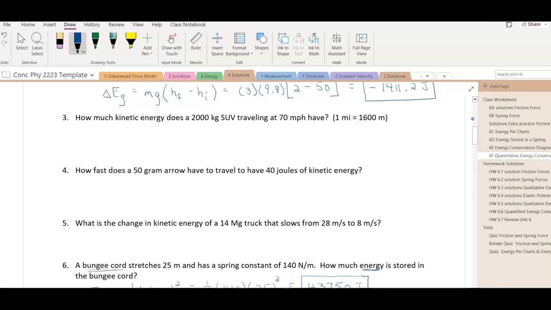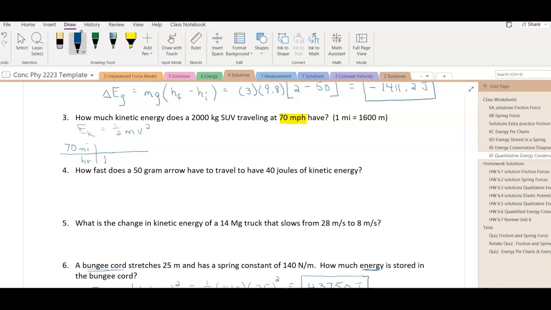So number 3, back in worksheet 6F, we've got how much kinetic energy does a big SUV traveling at 70 miles per hour have? Well, I want to use this formula, right? The kinetic energy is half of the mass times the velocity squared, but I'm noticing that they gave me the velocity in miles per hour. That's not standard metric units. So I need to convert that. So 70 miles per hour.